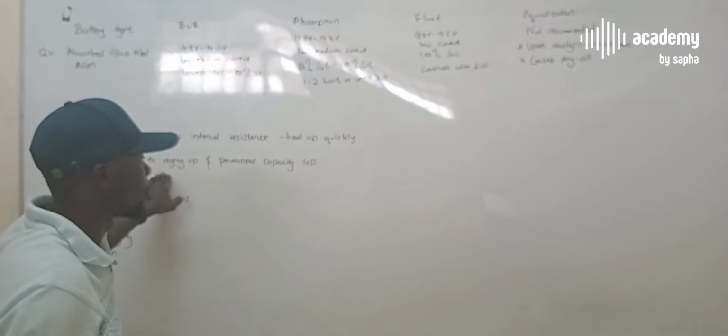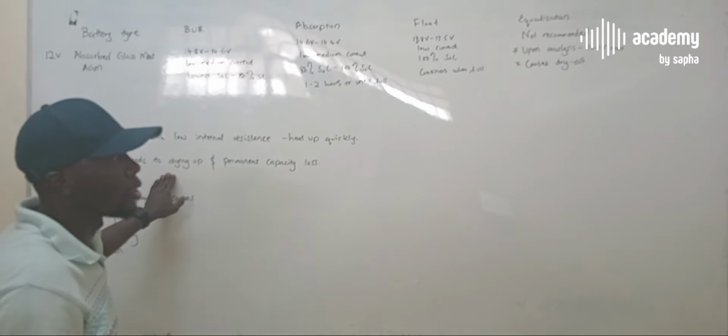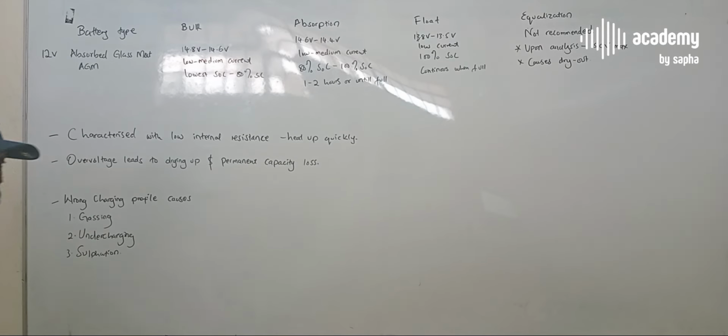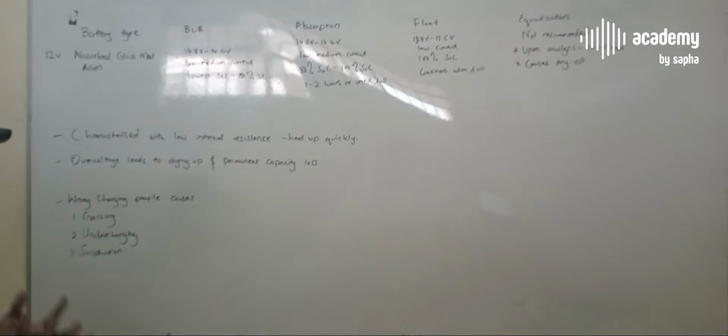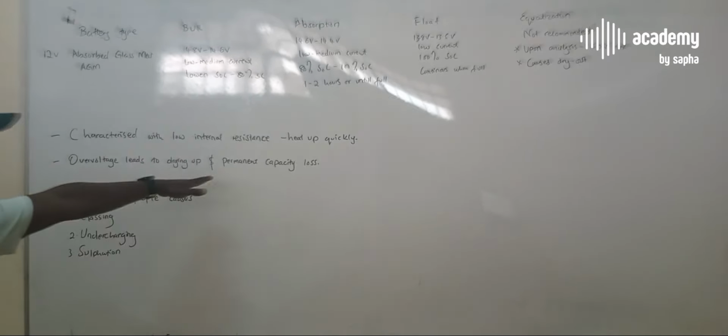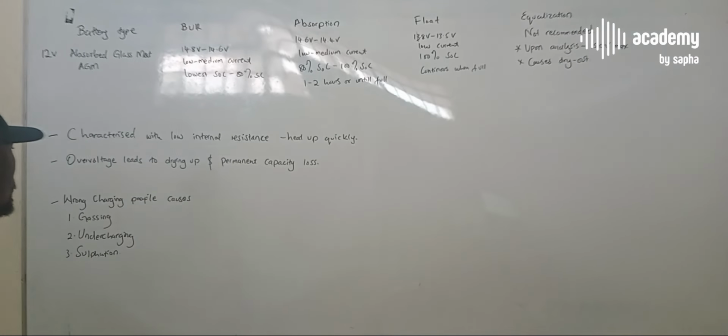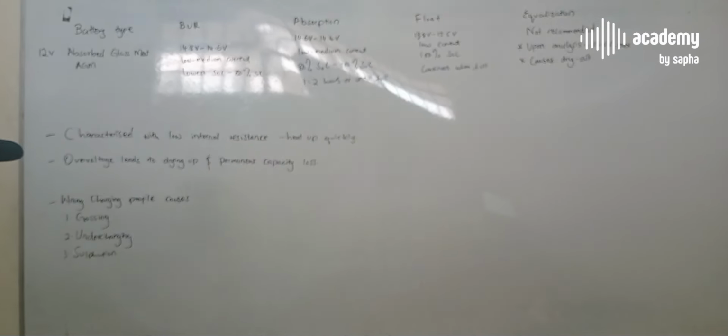This drying up normally happens because of the gassing. The electrolyte escapes, and since the electrolyte is what holds the charge, you suffer permanent capacity loss. So the wrong charging profile in this case will cause gassing, undercharging, and sulfation for the AGM batteries.